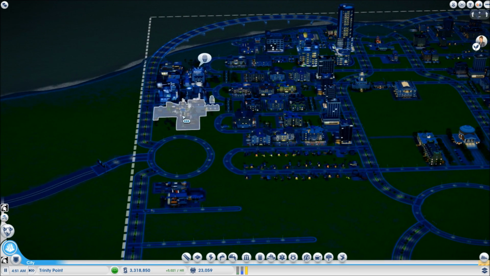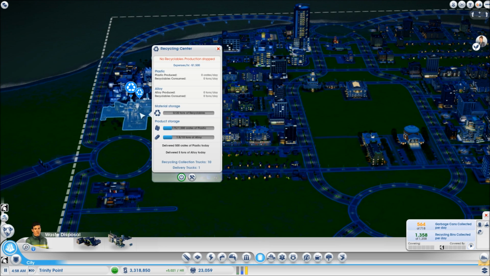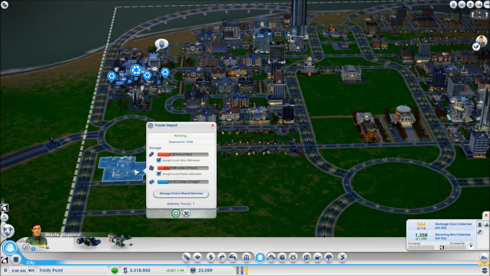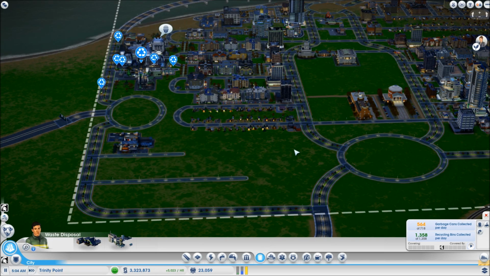In the meantime I have managed to make a recycling center, which in this city has reduced the garbage from 2,500 to only 700 and increased the recyclables from 0 to 1300. I have placed one production line for plastic, one for alloy, which I'm now piling up in this trade depot so I can use them later on when I start making processors in the city.